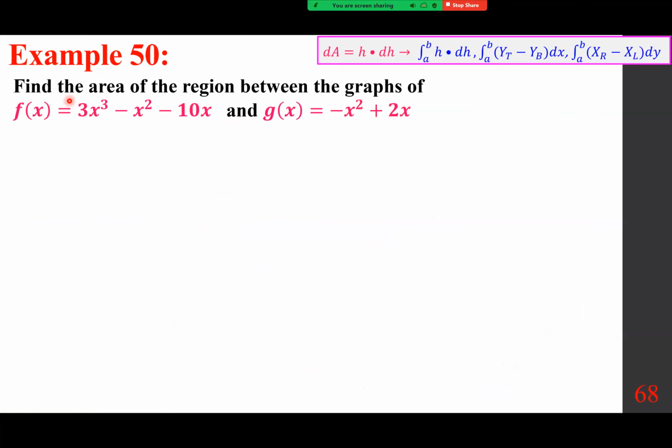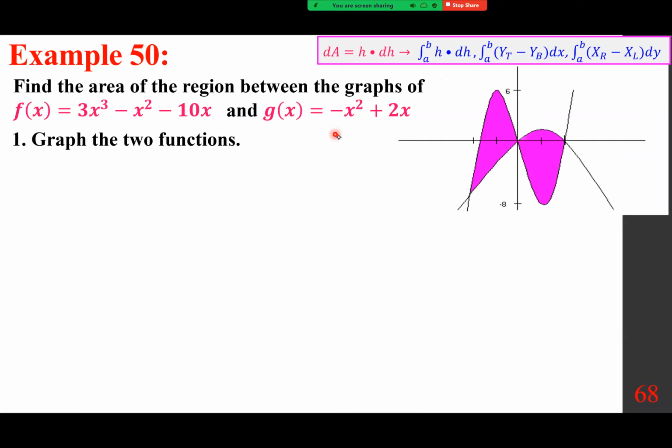Now, we want to find the area of the region between these two graphs. And again, number 1, we need to graph it. So f of x is 3x cubed minus x squared minus 10x. That's this function, the cube function, and this one is the parabola.